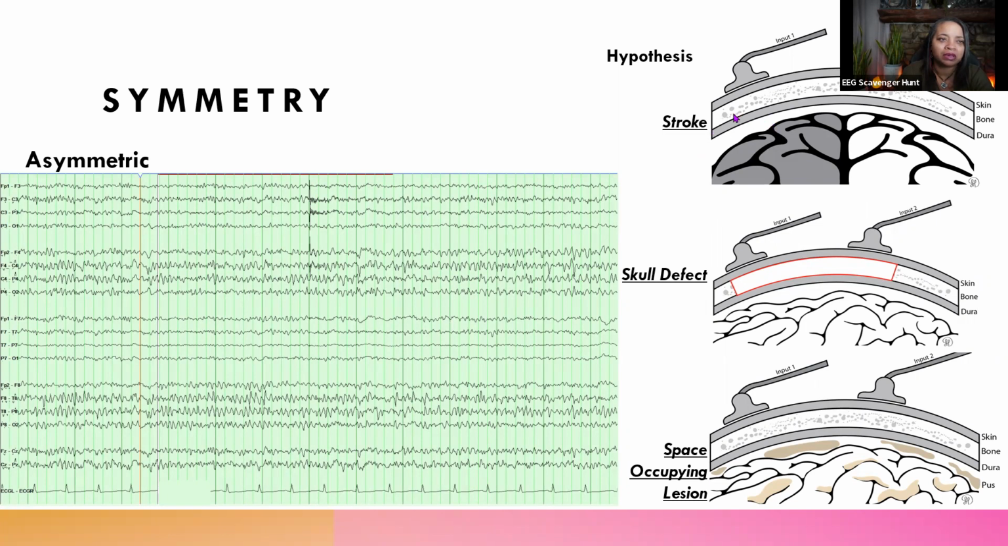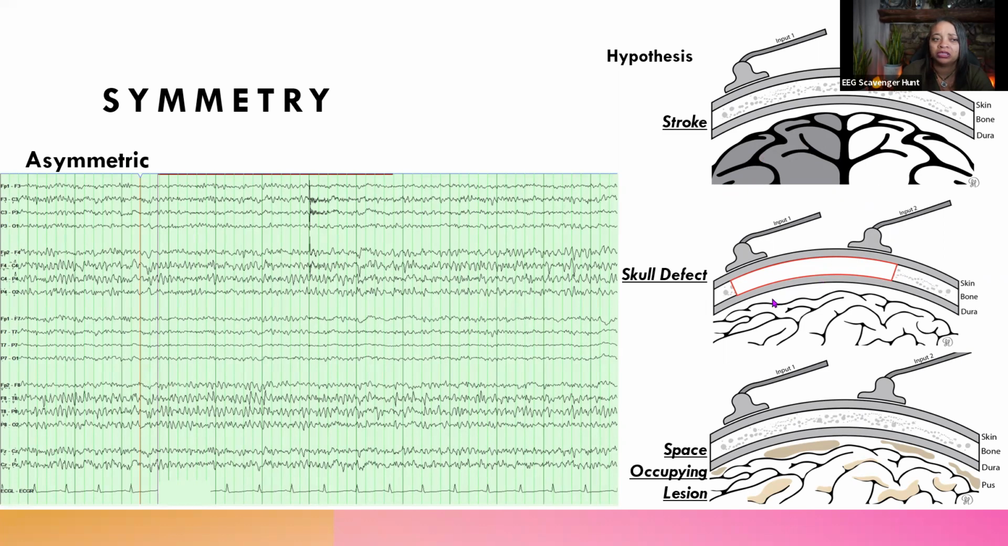So if you look over here, this illustration is trying to show you that, and these are not going to line up with this image, but if you have a stroke on one side, you could potentially have a lower amplitude. You could potentially have focal slowing, where your frequency is slower than it is on the normal side. Okay, so that's one option. Maybe you have a stroke that's happening over one side versus the other.